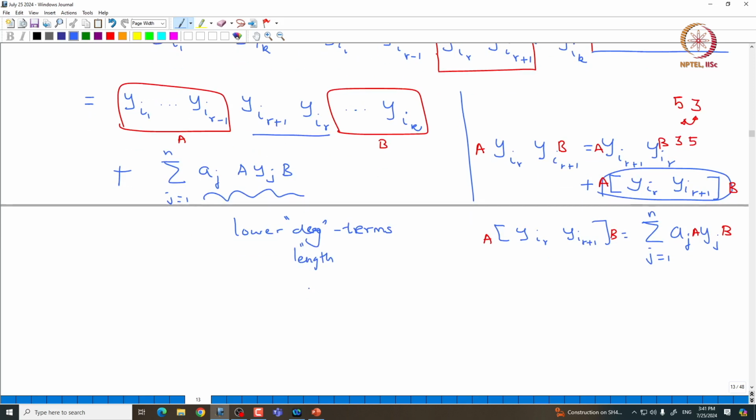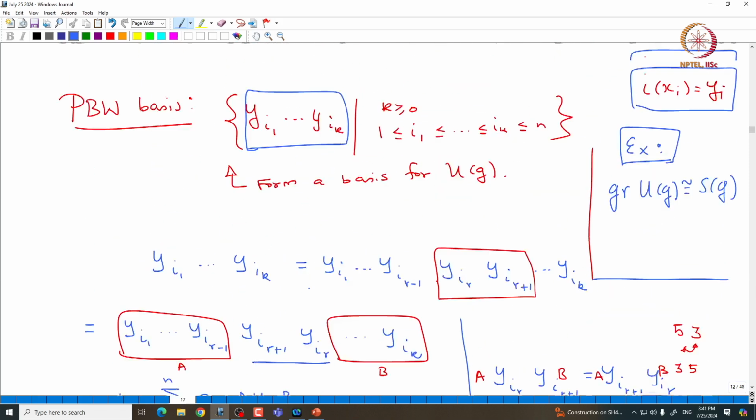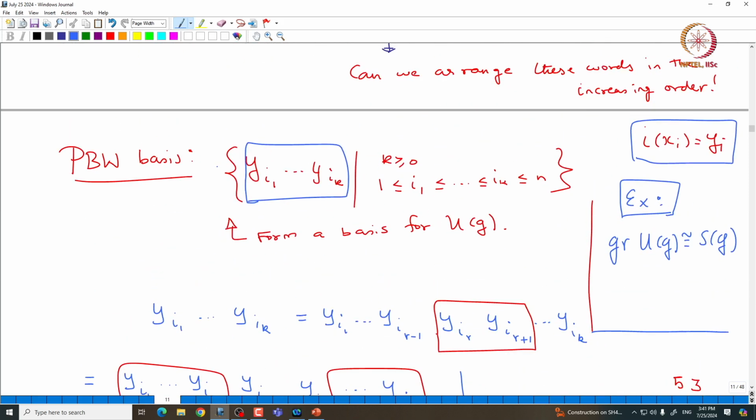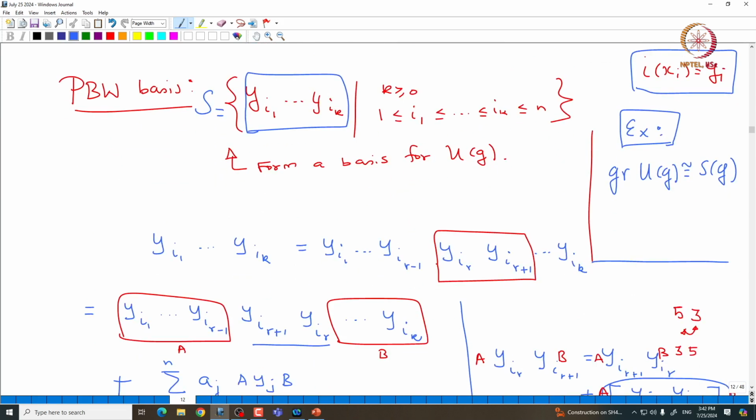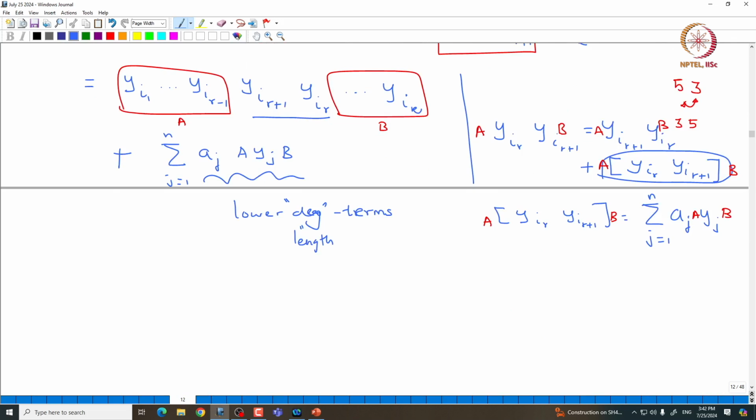So, then you can see that by induction on the length or the degree, you can assume that that is already there in the span of these elements. So, you want to prove that, let us call this S. So, this set S spans your UG. That means by induction you can assume that these elements are there in the span S.